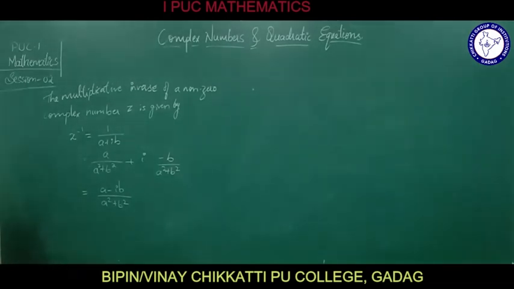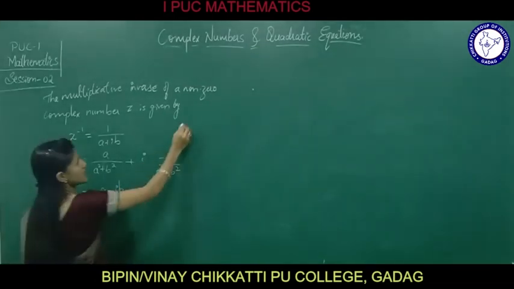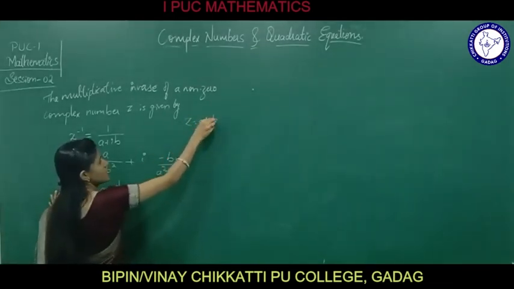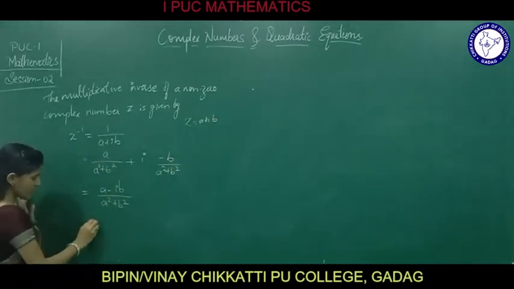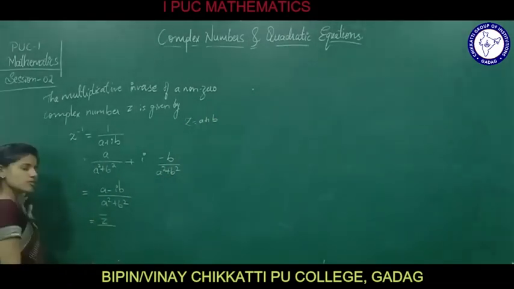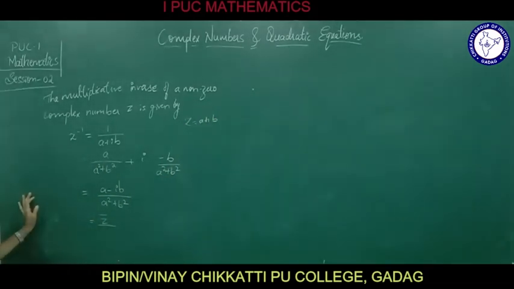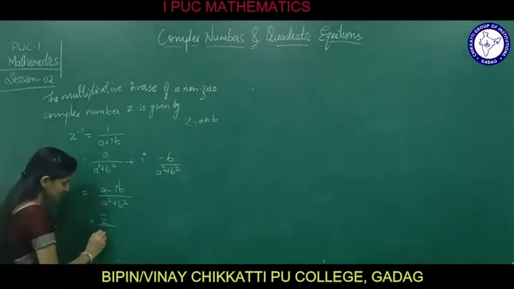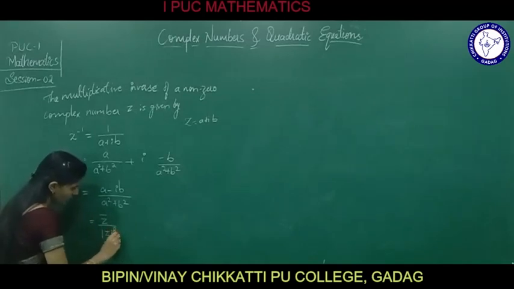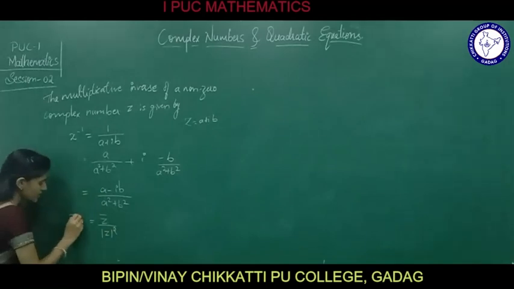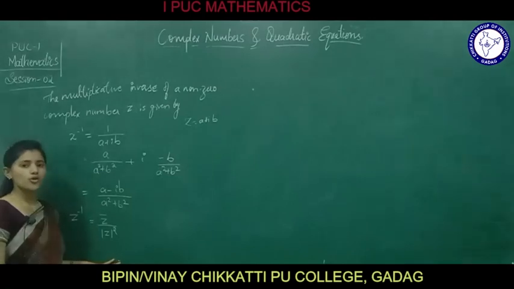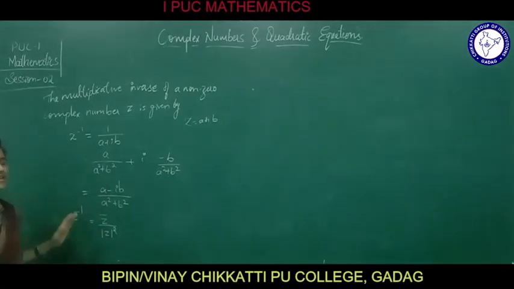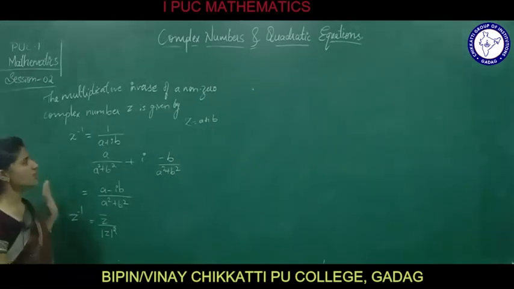That is a minus ib. If the complex number z is a plus ib, then what is a minus ib? Is it the conjugate of z? Then we can write it as z bar divided by what about a square plus b square? What was it? It was the modulus of z, right? We can write mod of z square. That is, the multiplicative inverse can be found as conjugate of z divided by mod of z square. This is how we are going to find the multiplicative inverse of a non-zero complex number.